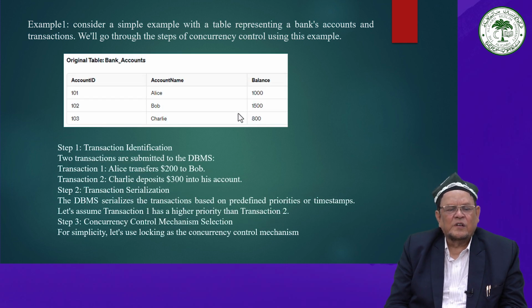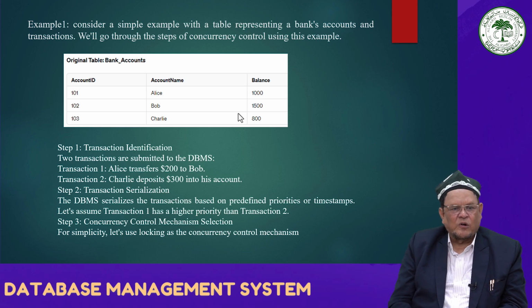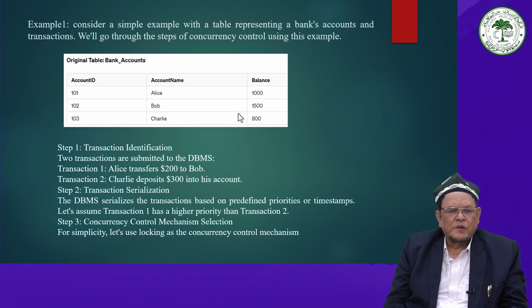So here you can see on the screen account ID, account name, and the balance, account ID 101, account ID 102. The bank account detail contains three attributes: account ID, account name, and balance. Then you have to check transaction identification. Two transactions are submitted to the database management system. Transaction 1, Alice transferred 200 to Bob, and Charlie deposited 300 into his account.